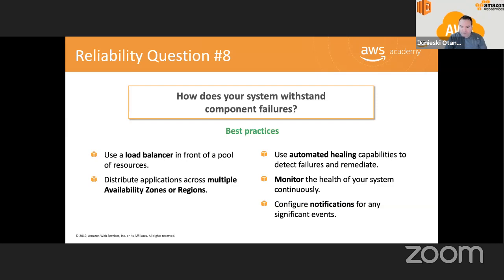Monitor the health of your system continuously, of course, and configure notifications for any significant events. Don't forget that autoscaling works in conjunction with CloudWatch, right? So CloudWatch is constantly monitoring your EC2 instances, and it will trigger autoscaling if the CPU is up more than the threshold that you established. Then it will create one. If it is lower than the threshold that you established, if you have a scaling policy, it will scale in and remove a few instances based on the number that you selected originally. So that's how it works.